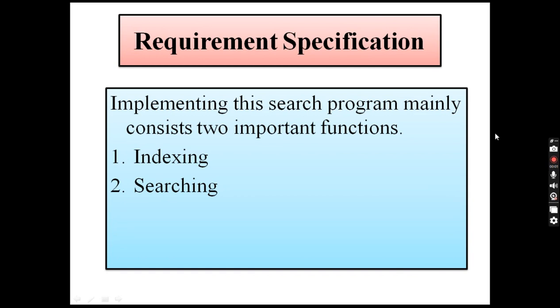Next we have requirement specification. Implementing this search program mainly consists of two important functions, that is indexing and searching. First we will see what is indexing. By indexing, we are creating a database file which contains the index of all words. So this can be termed as database creation also. All the files whose index is to be created are selected and inputted to this function.